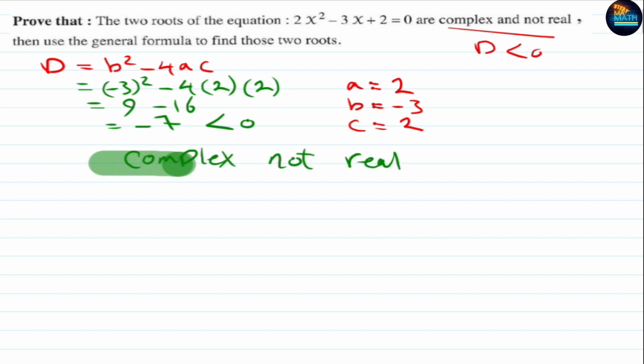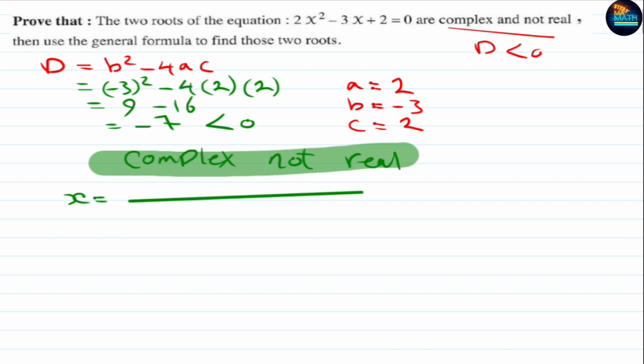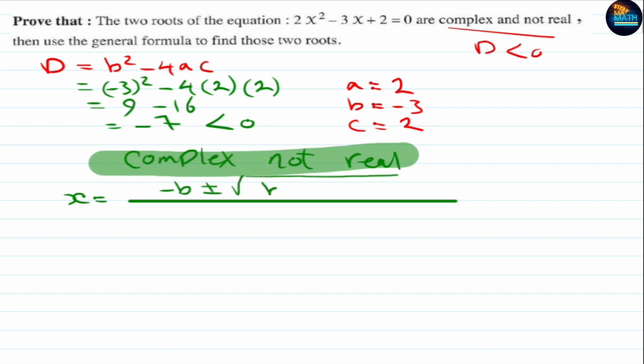All right, this is the first part of the question. Then use the general formula, or the quadratic formula, to find those two roots. So what is the general formula? You remember? x is equal to negative b, plus or minus the square root of b squared minus 4ac, divided by 2a. And notice that b squared minus 4ac is the discriminant.